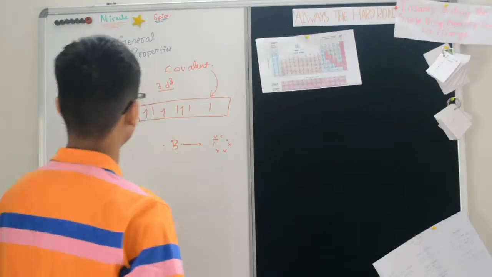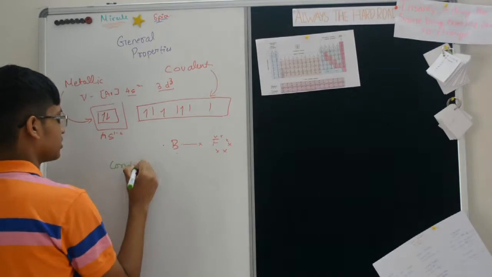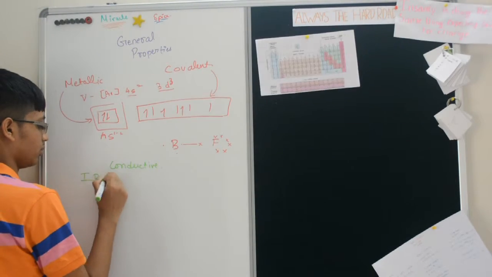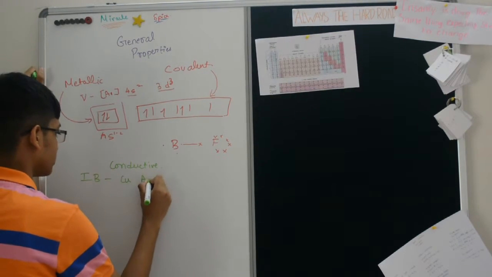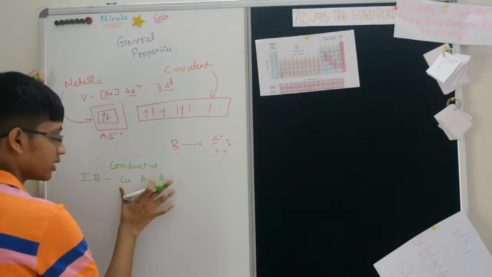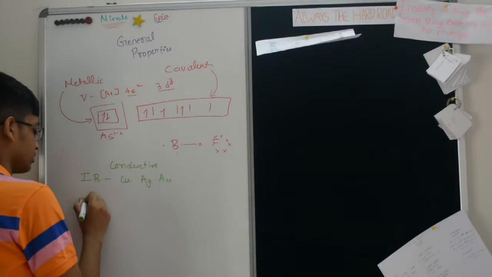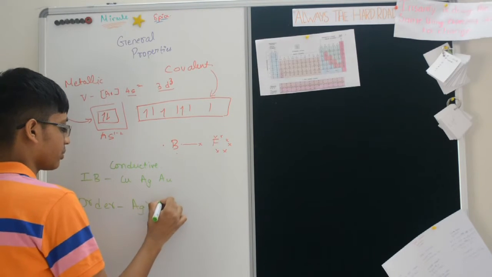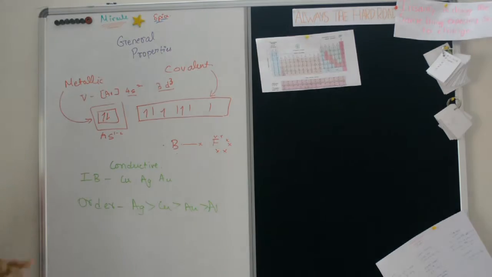Next we have the conductive properties seen in the D block elements. For conductivity, you just need to know one thing. The 1B group, or the coin group as it is called, comprises copper, silver and gold. All three are coins and they are the most conductive in the entire D block. In the entire periodic table the order is: silver has the greatest conductivity, followed by copper, followed by gold, followed by aluminum. This is the only thing you should remember.